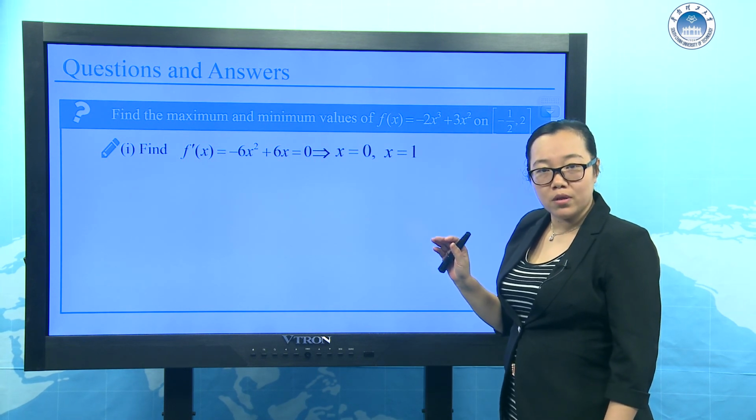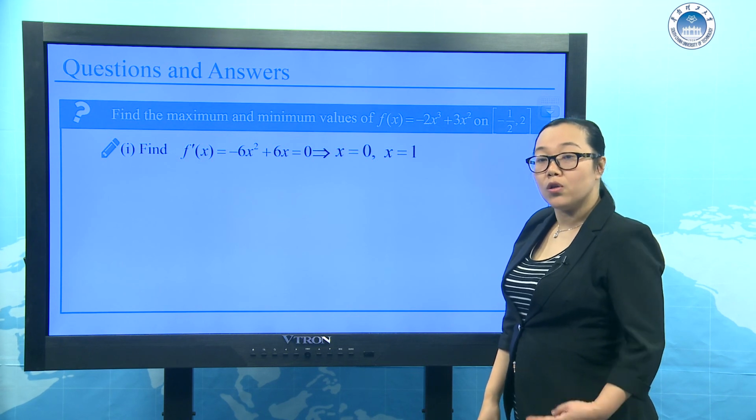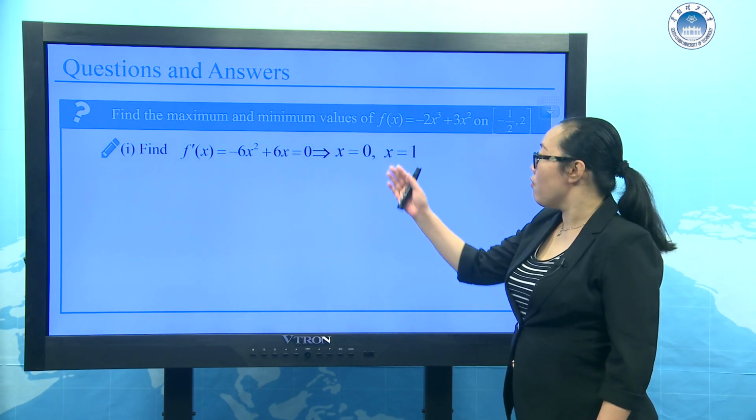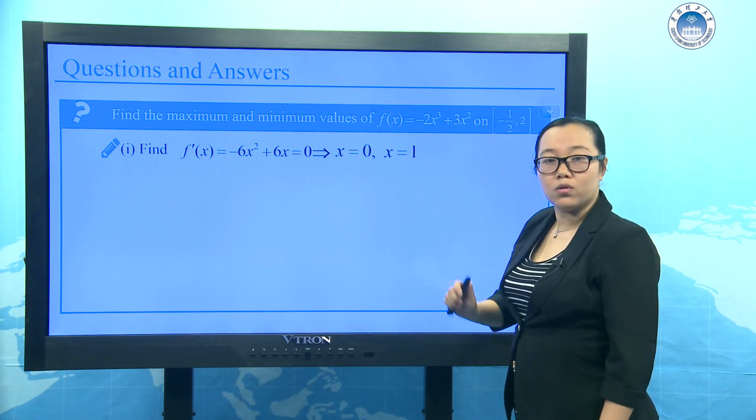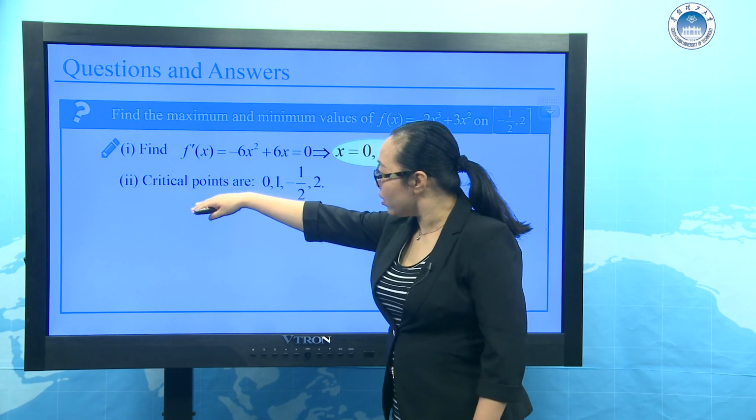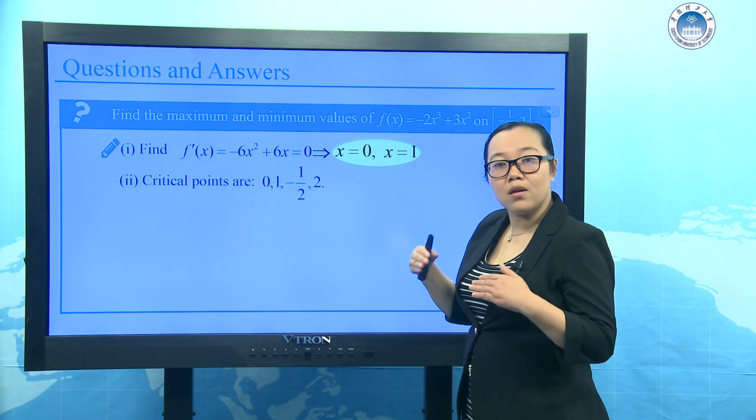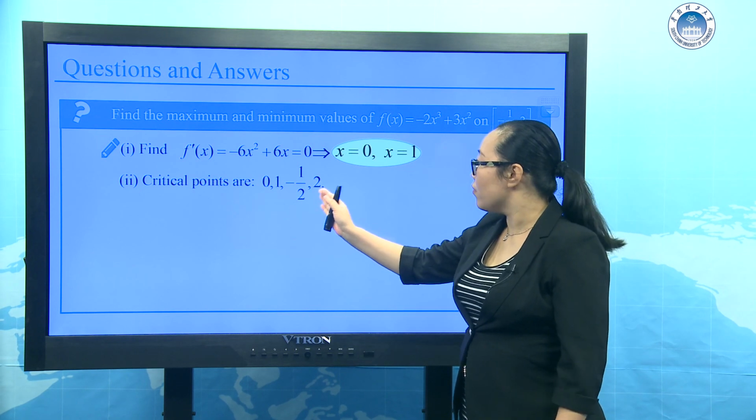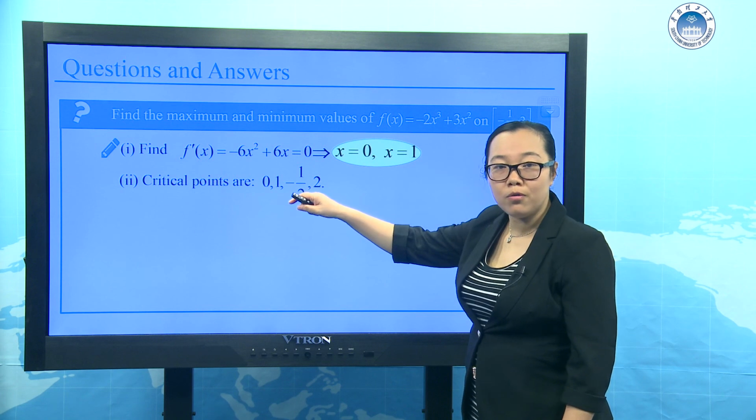f prime equals 0. We can find 2 points, meaning there are 2 solutions. One is x equals 0. The other is x equals 1. The corresponding stationary points, 2 points. Count the number of critical points. Critical points 0, 1, and then endpoints -1/2 and 2. 1, 2, 3, 4. Together 4 points.